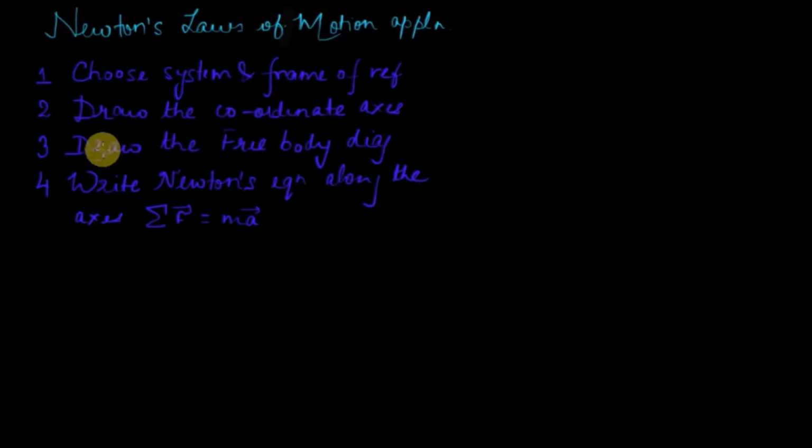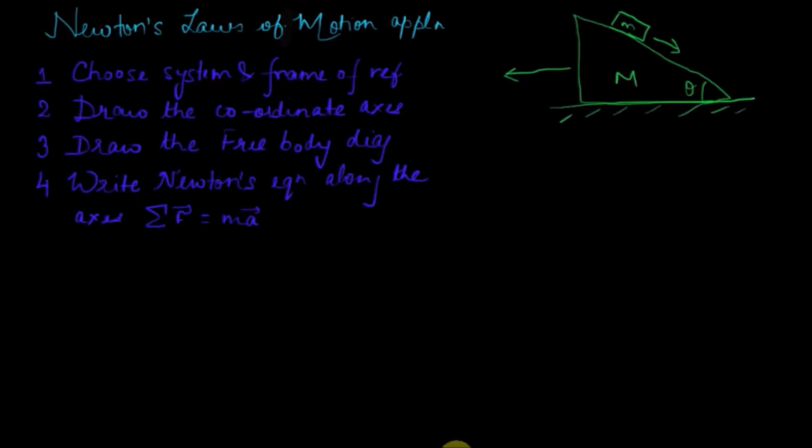The third step is drawing the free body diagram. Basically, a free body diagram is a depiction of all the external forces along with the direction acting on the system which we have chosen. We'll see it in detail in the solved problem. And the last step is writing Newton's laws of motion along the coordinate axis. Once you have drawn the free body diagram, you split the forces along the different axes of the coordinate system you have chosen, and then you apply Newton's laws of motion along the axis, right?